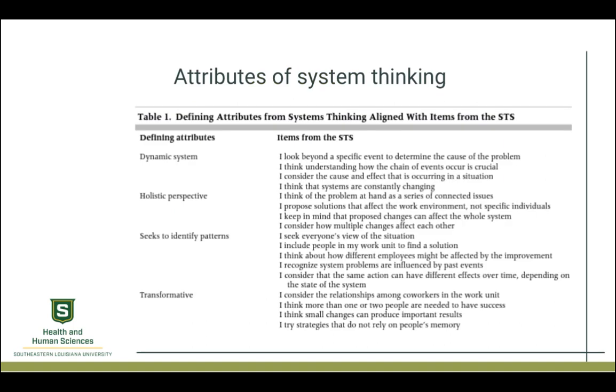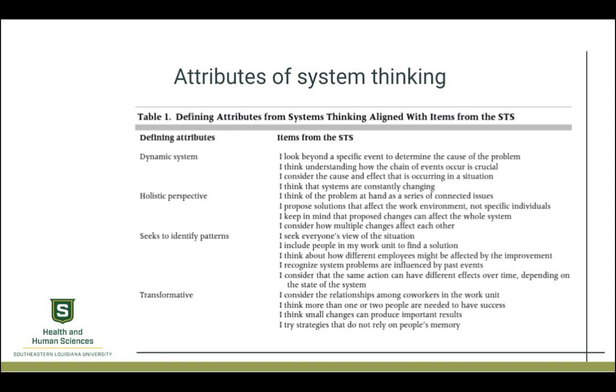So there's the attribute of a system that helps people think through what's going on. We have the dynamic system, and to help in achieving dynamic systems thinking, you need to ask questions from these items. One of the questions says, look beyond specific events to determine the cause of a problem. So you have to look beyond just one event. Let's use, for example, if you're trying to understand why students are coming late, you're going to look beyond what time the students are coming to school in order to understand the cause of the problem.